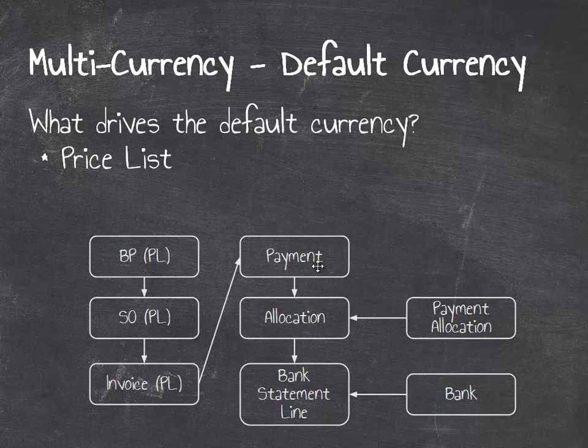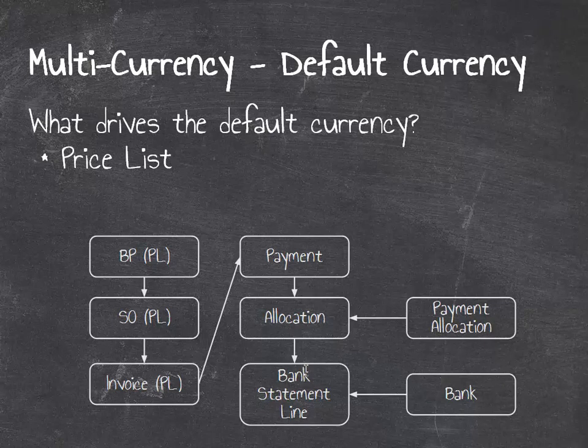Another way to create an allocation is if your invoice and your payment are created in isolation, you can go to a window called Payment Allocation. The Payment Allocation window has a currency, and that currency will drive what the allocation currency gets. So for example, you could have a USD invoice, a pound payment, and a euro allocation, and it all just works.